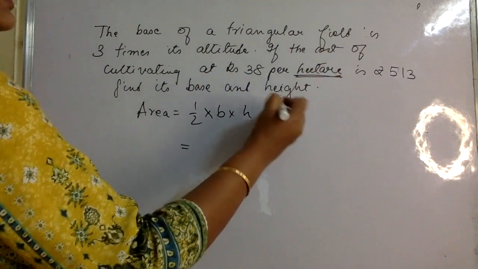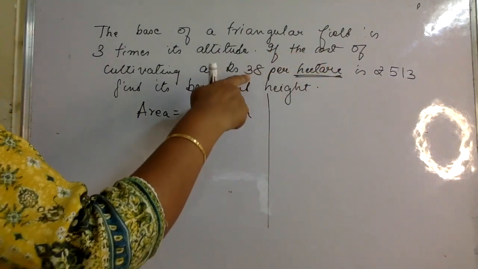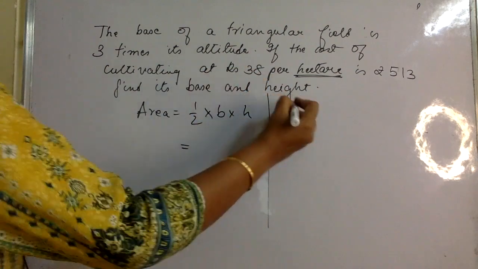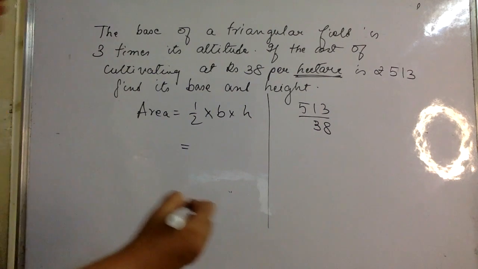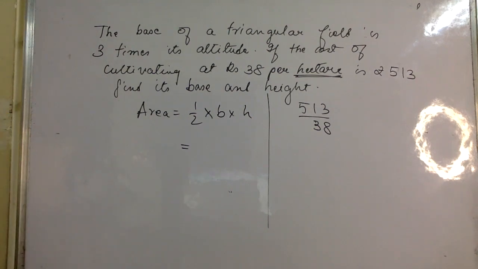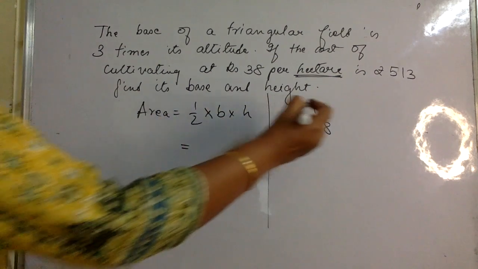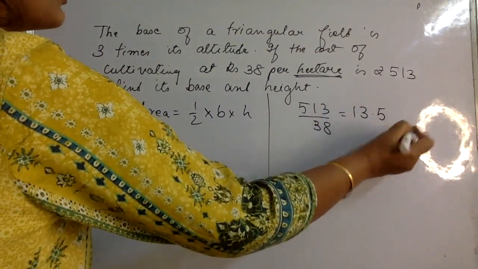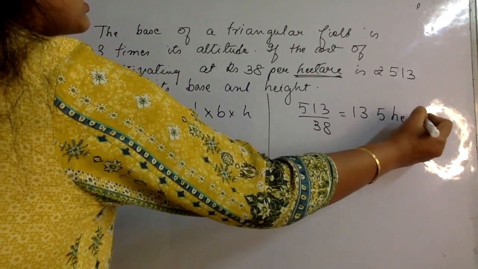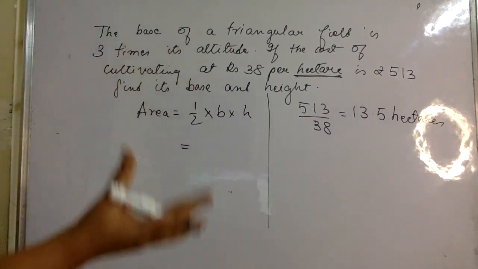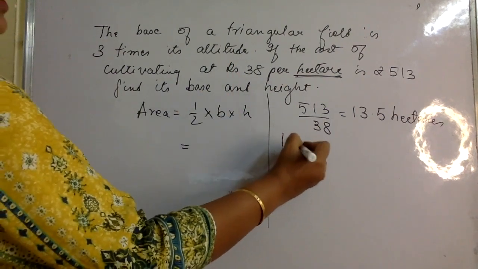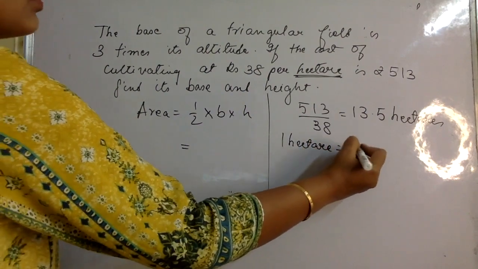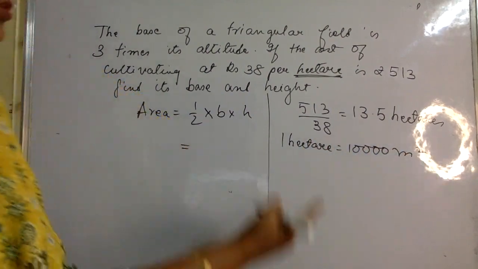The area is, see, they have spent 513 rupees at 38 rupees per hectare. So if you do 513 by 38, then you can actually get the number of hectares. If I divide 513 by 38, you can divide and see, I get 13.5, and this is in hectares. 13.5 hectares. Now 1 hectare, this you must know, is equal to 10,000 meters square, 4 zeros, remember.